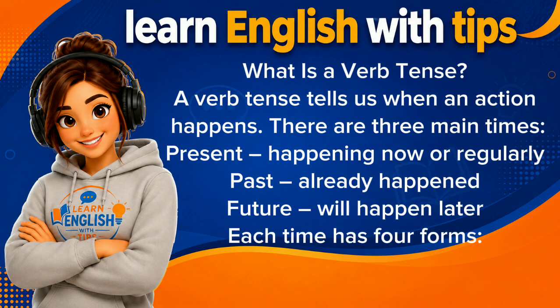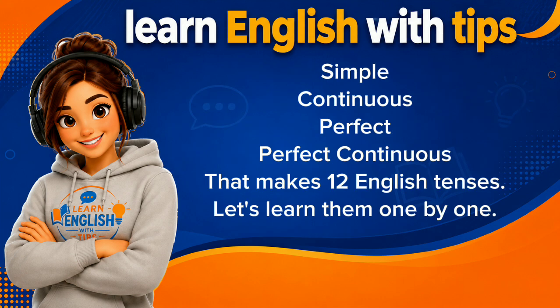Let's begin. What is a verb tense? A verb tense tells us when an action happens. There are three main times: present, happening now or regularly; past, already happened; future, will happen later. Each time has four forms: simple, continuous, perfect, perfect continuous. That makes 12 English tenses. Let's learn them one by one.